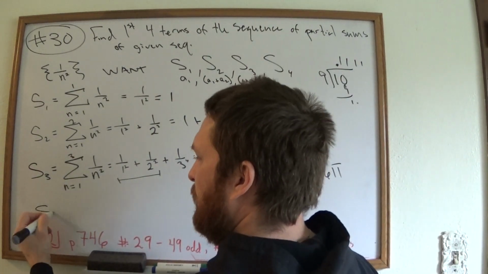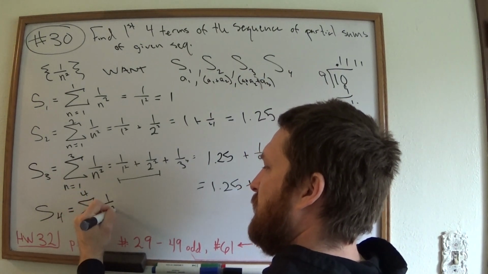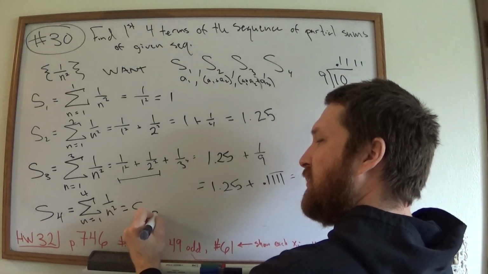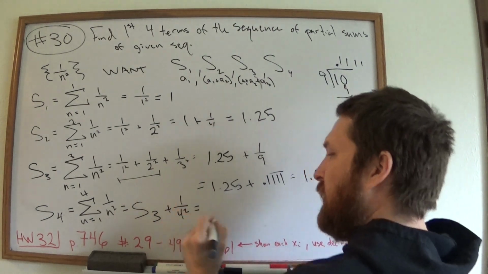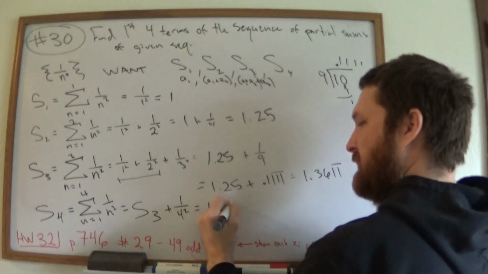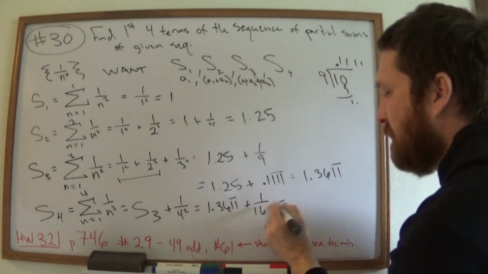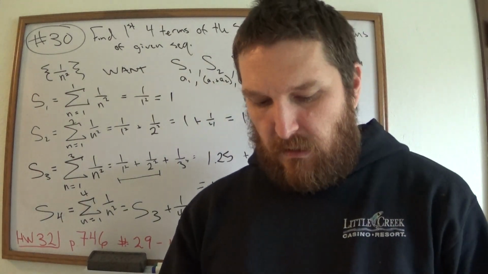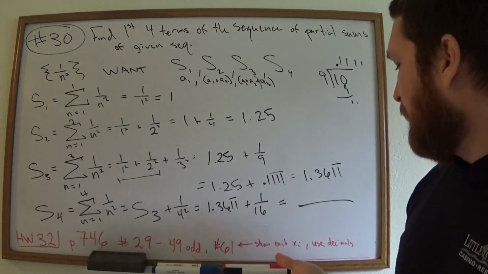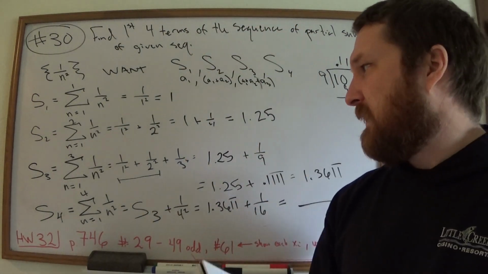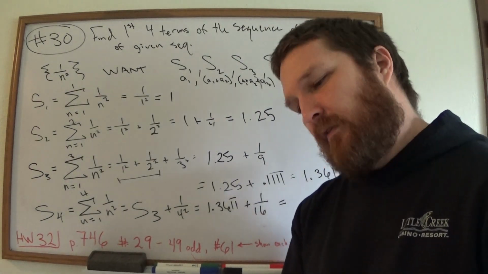And so then when you go to compute S4, you get the sum as n goes from 1 up to 4 of 1 over n squared, which is the same thing as S3, the previous one, plus the last one, which is going to be 1 over 4 squared. That's 1.3611 repeating, plus 1 over 4 squared is 1 over 16, which is whatever that is. You convert that to decimals and so on. Okay? So that's fine. I really don't care if for these right here you use a calculator and just do decimals. That's fine.